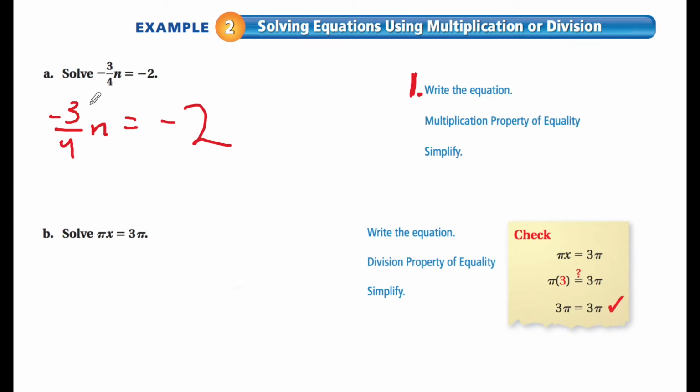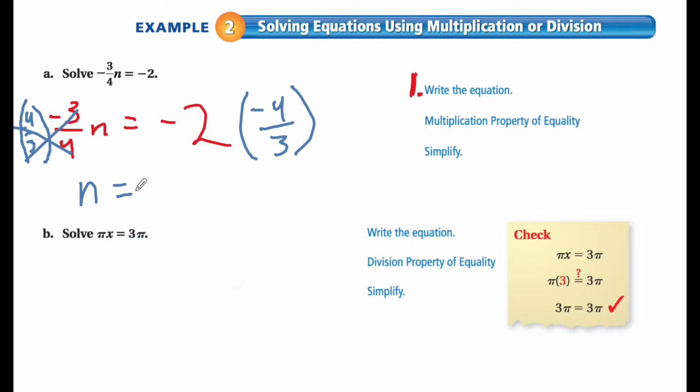Next thing we have to do, because we're multiplying here, we're multiplying by a fraction. To undo a fraction, we have to use the reciprocal. You should remember what a reciprocal is, but if not, a reciprocal is the fraction written pretty much upside down. So we'll multiply each side by negative 4 over 3. But whatever we do to one side, we have to do to the other. When we do that, the fractions cancel out, and we're left with n on one side of the equal sign.